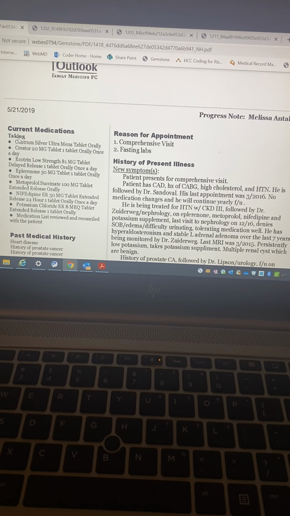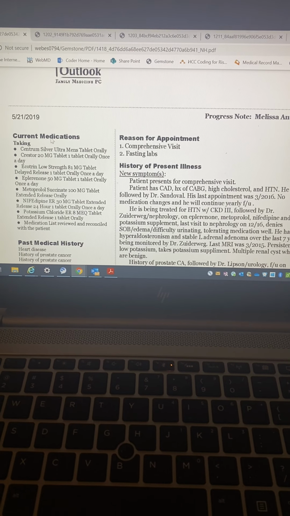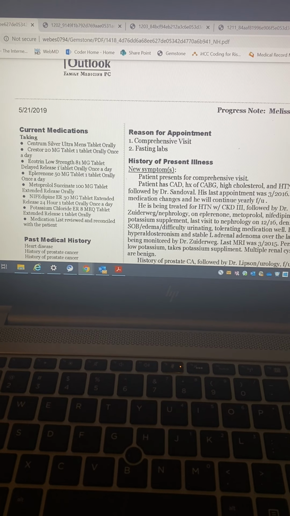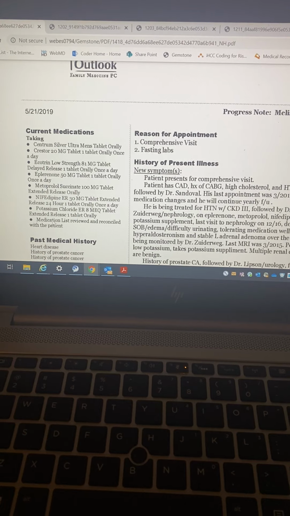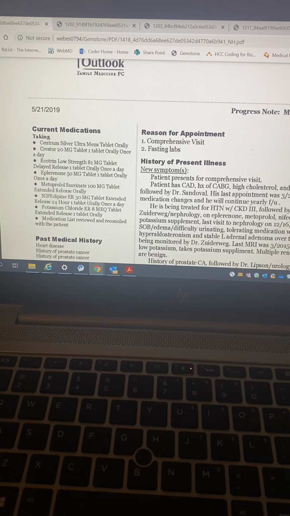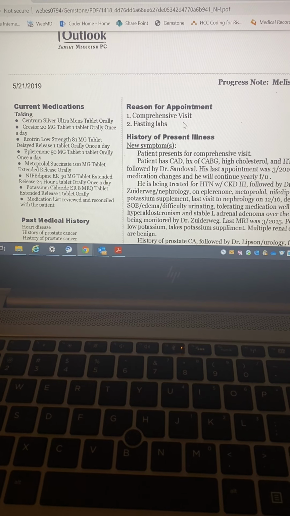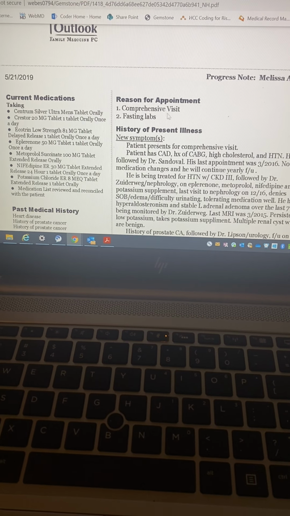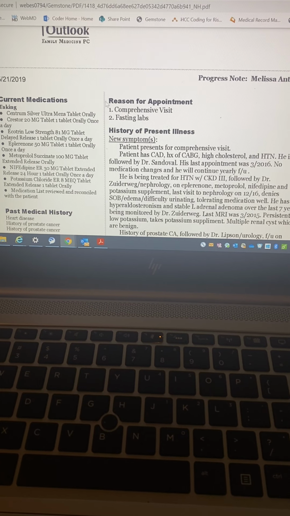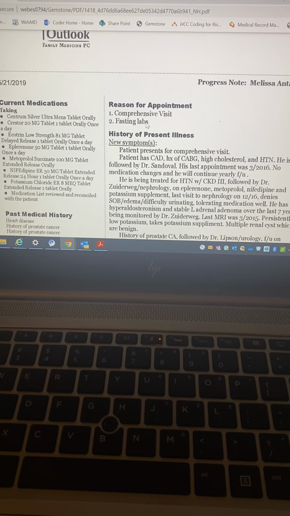Okay, so we have the current medications. I'm going through the chart components now, each element of the chart. The current medications are the medications that the patient is taking. That's very important because the medications the patient is currently taking give us a glimpse of the conditions that the patient is currently struggling with or currently has. Then we're going to have the reason for the visit. On some charts, it's going to say chief complaint, and on others, as you can see here, it says the reason for the visit. Make sure the reason for the visit or the chief complaint is always there. Here, the reason for the visit is a comprehensive visit, and they're doing fasting labs.